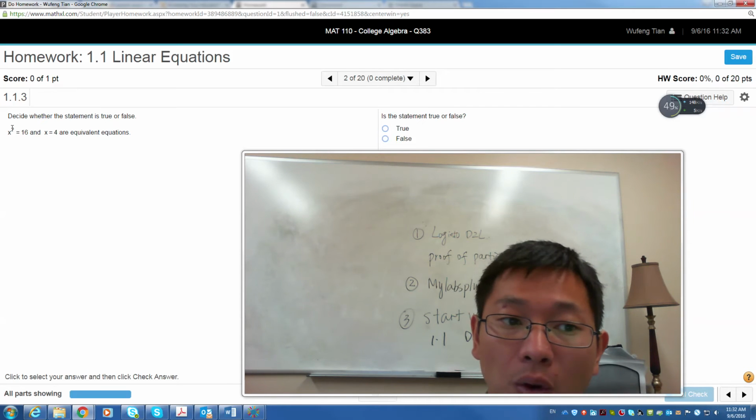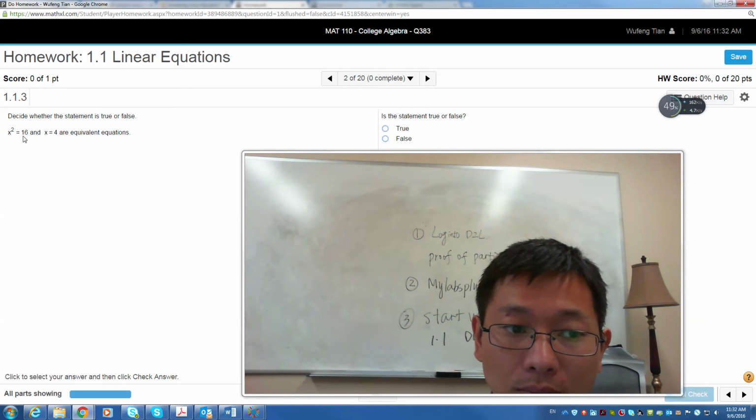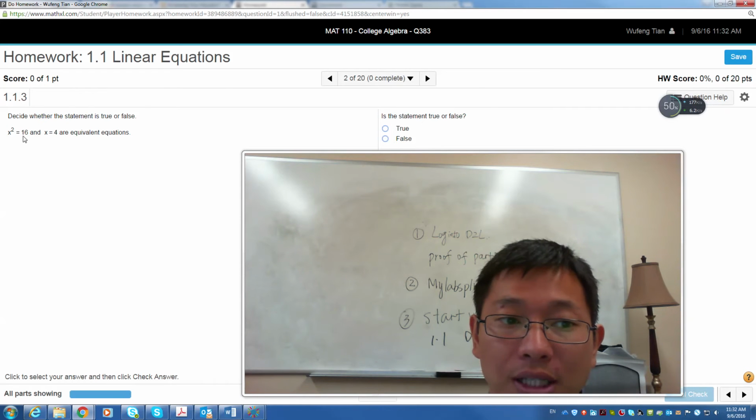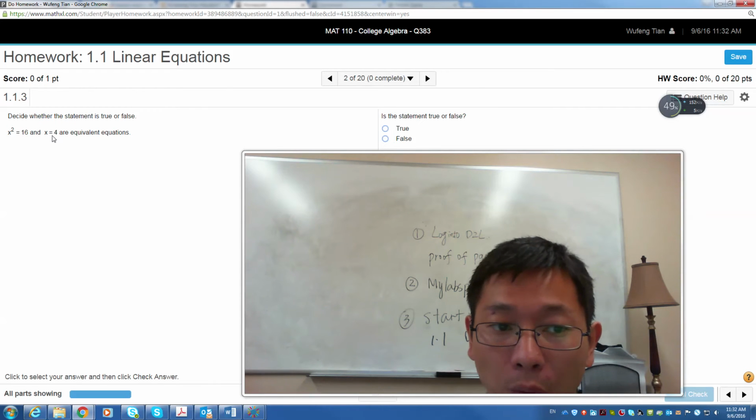So now it's x squared equals 16. You know one of the roots is 4. You figure out the other one yourself. So basically, these two are not the same equation. They are not equivalent equations because this one has an additional root. You figure out what the other root is yourself.